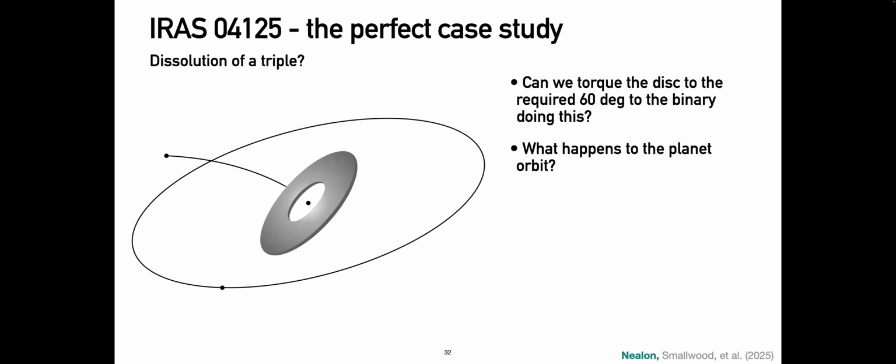So what we want to do is to model the dissolution of a triple system. We want to start with 3 stars, have some chaotic orbits, and then kick one of them out, and so you're left with 2 stars. And to ask the question, can that recover the misalignments that we see in this particular disk?